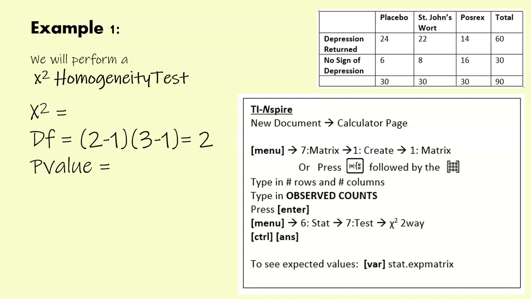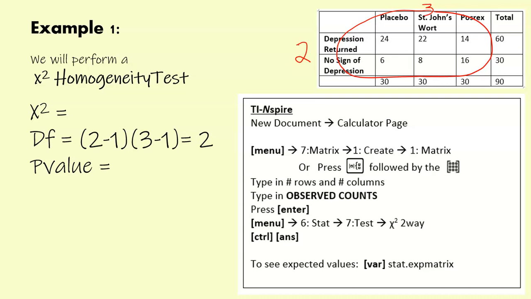All right, so we're going to perform this chi-squared homogeneity test, which means we need the test statistic, the chi-squared value. The degrees of freedom would be rows minus 1 times columns minus 1. All right, rows minus 1, there are 2 rows and there are 3 columns. So 2 minus 1 times 3 minus 1, that gives me degrees of freedom of 2. 1 times 2 is 2. And I need to get the p-value.